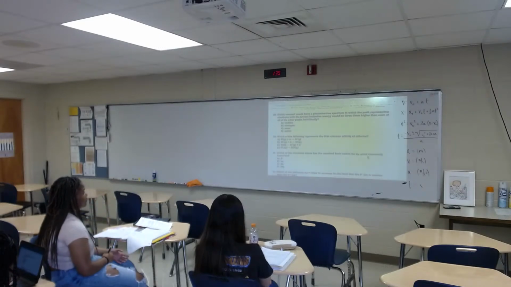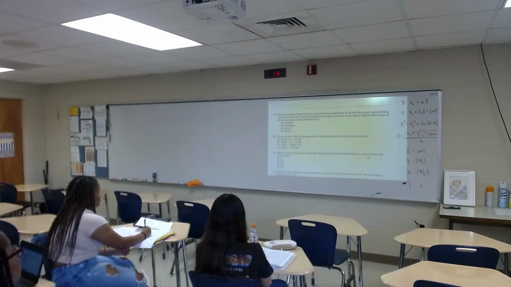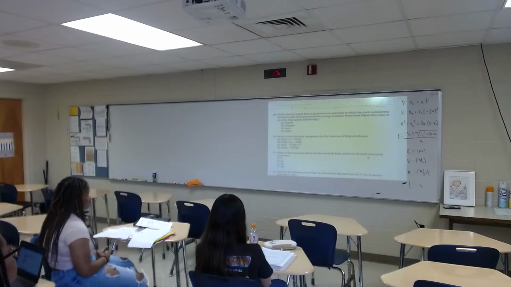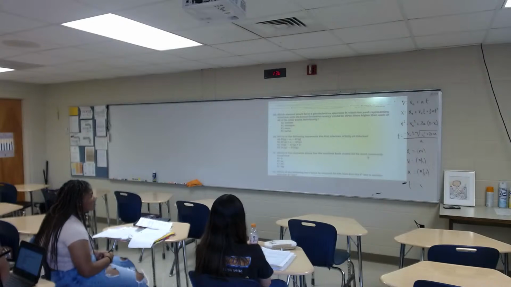Which element would have a PES in which the peak representing electrons with the lowest ionization energy would be 3 times higher than each of all its other peaks individually? That means it's going to end in a 6 compared to a 2, right? So who's got 6 outermost electrons in that group? Neon does.